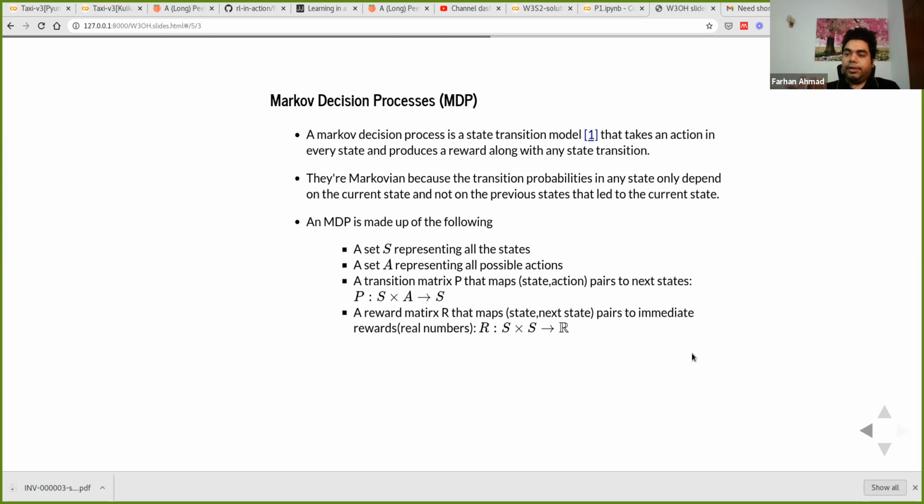So if you think of the set of all the states, you can call that the state space, and the set of all the actions is your action space. And this function maps from a Cartesian product of the state and action space into the state space. And you can similarly think of the reward matrix or the reward function as well, which is again a function that takes a pair of states, the current state and the next state, and maps that to some real number R. So this represents a real number. This R is our reward matrix or reward function.